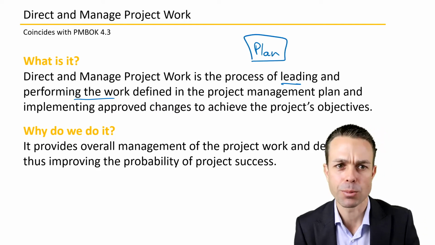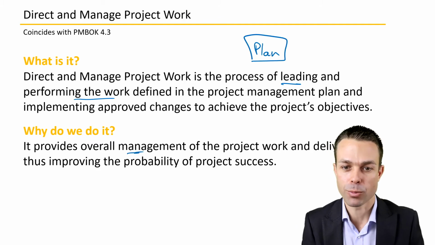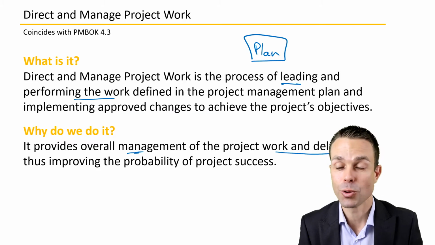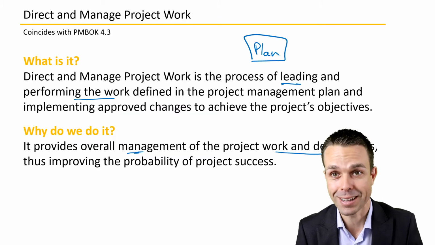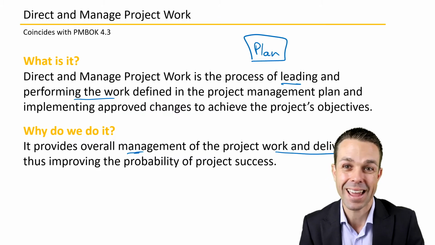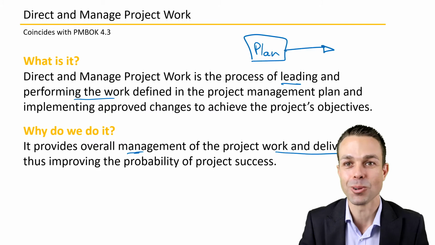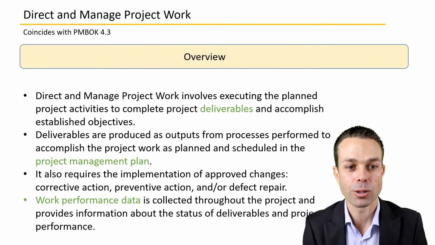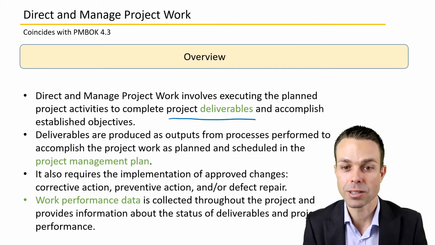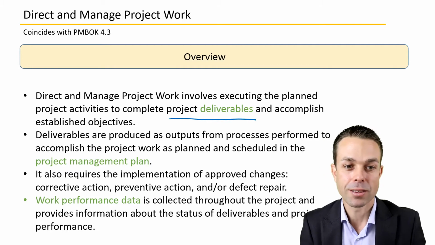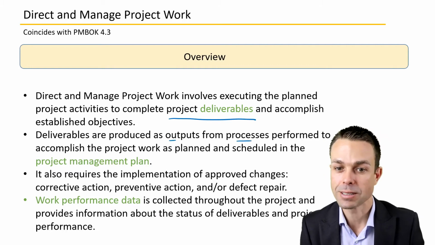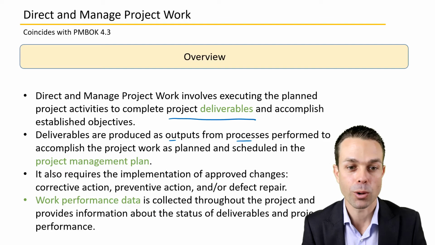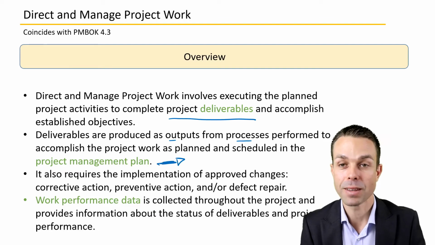Why do we do this particular process? Well, it provides the overall management of the project work and the deliverables, and it improves the probability of project success. So if we don't do this, basically the project will not get done. So we definitely need a plan, yes, but we also need to execute on that plan, and that's where this process comes about. So it involves executing the planned project activities to complete those project deliverables and accomplish the objectives. The deliverables are produced as outputs from the processes performed to accomplish the project work, as we've planned it in our project management plan. So we've made our plan, now we're making it happen.